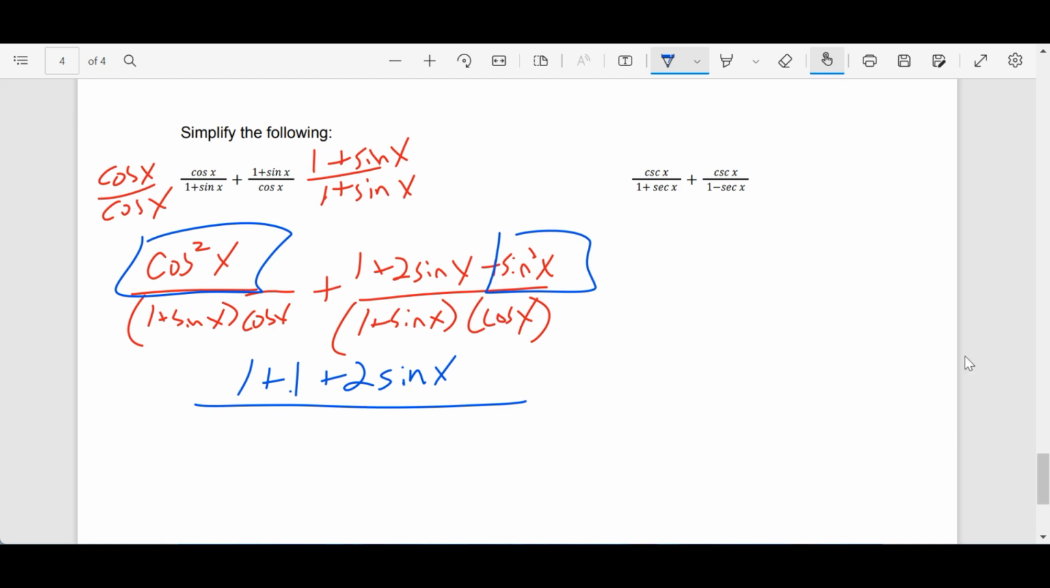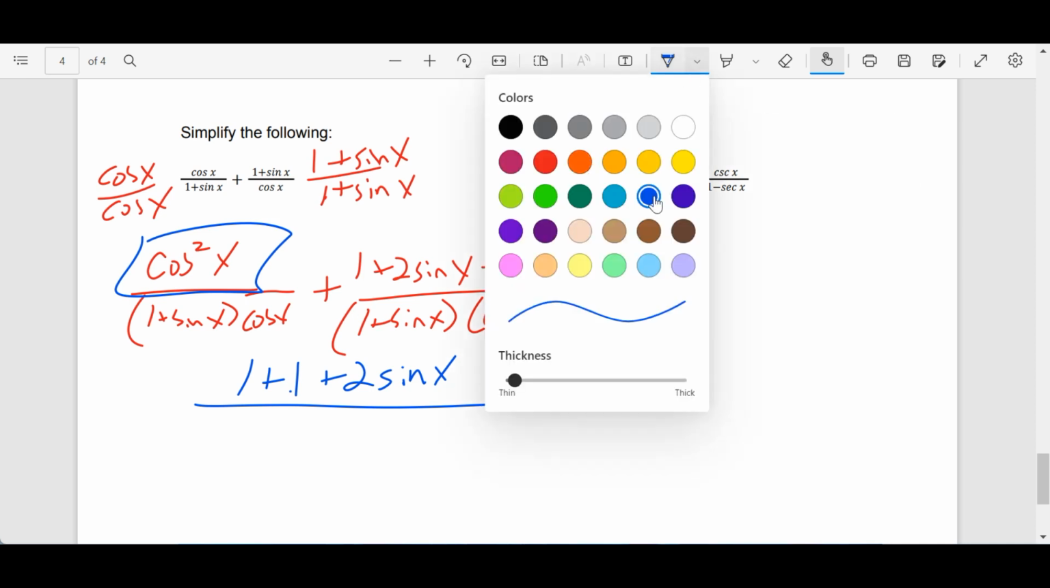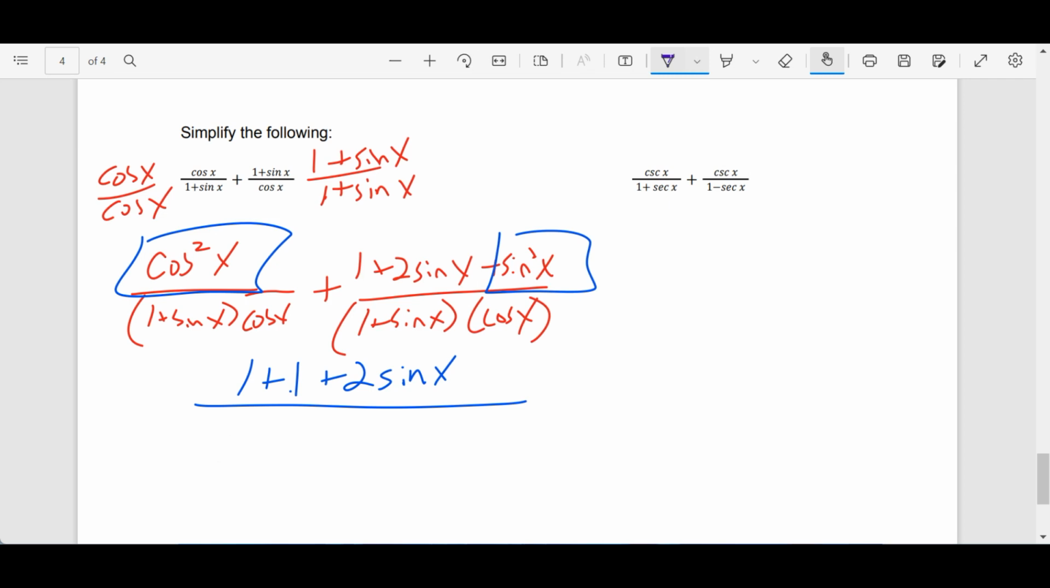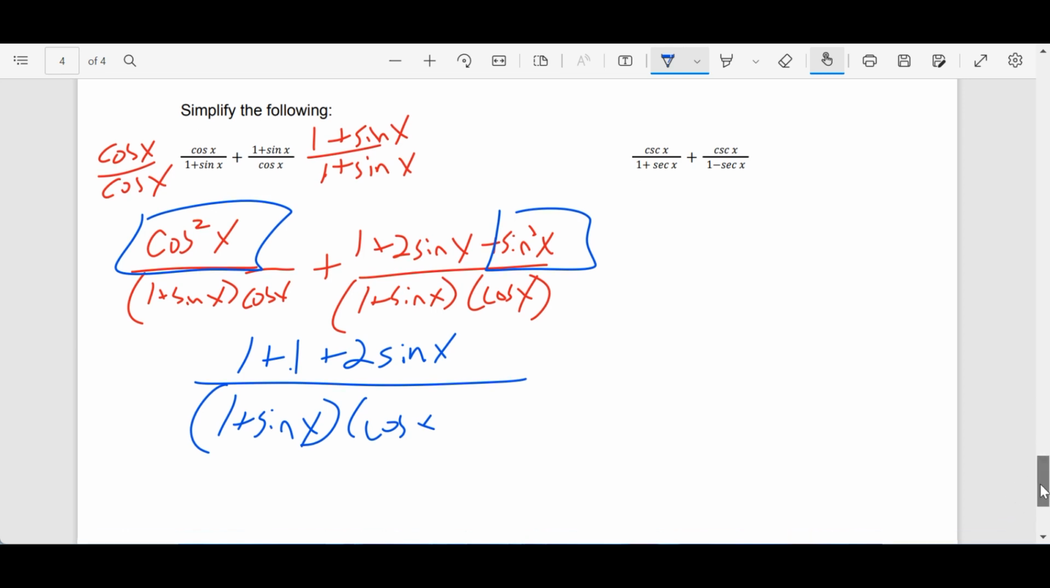And then, I don't know why I'm not able to draw here. Is this going to work now? No, it's wrong. Hold on one second. All right, finally got my pen working.